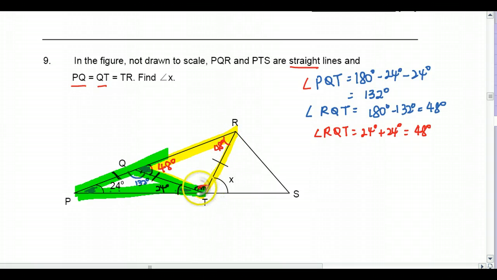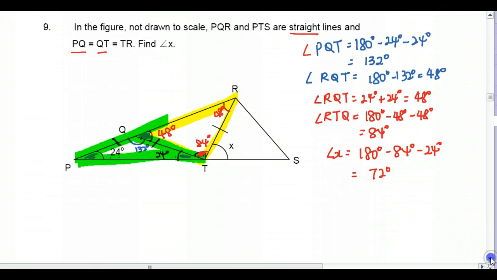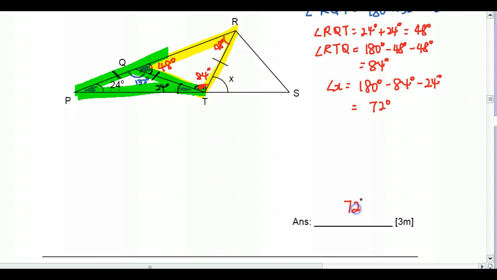So how do I find this angle here? Therefore angle RTQ will be 180 minus 48 degrees minus 48 degrees, which is 84 degrees. Therefore angle X is 180 minus 84 degrees minus 24 degrees, and angle X is 72 degrees.